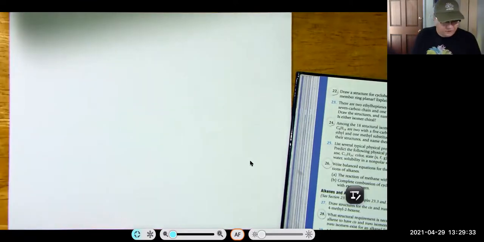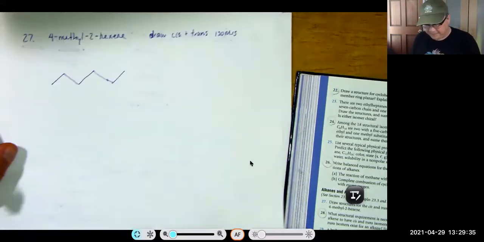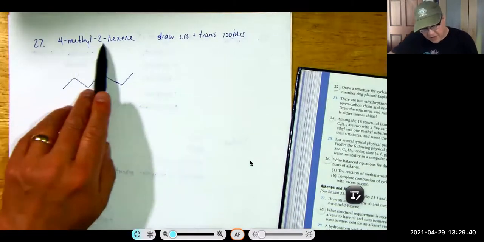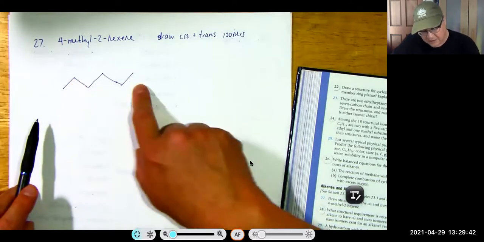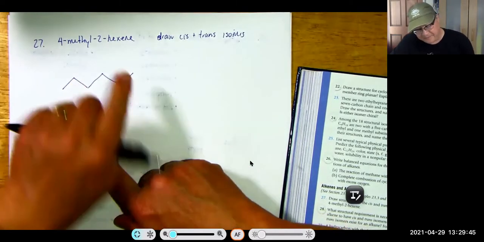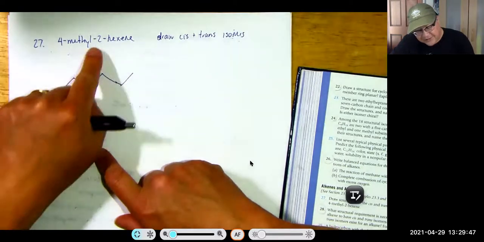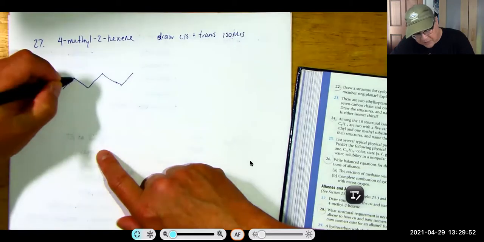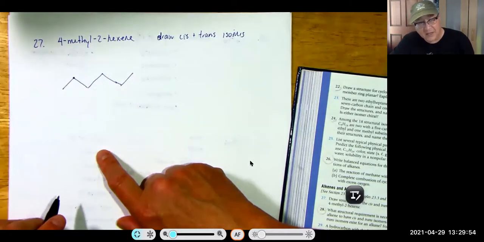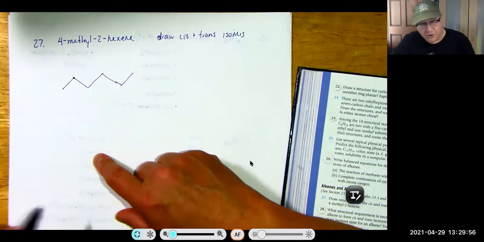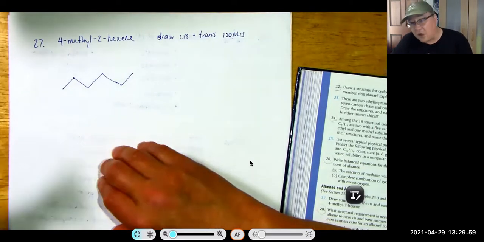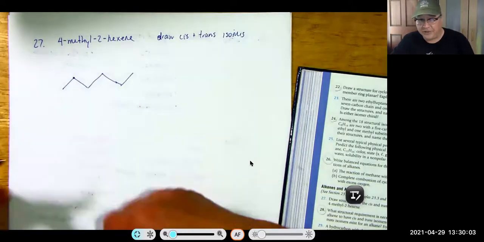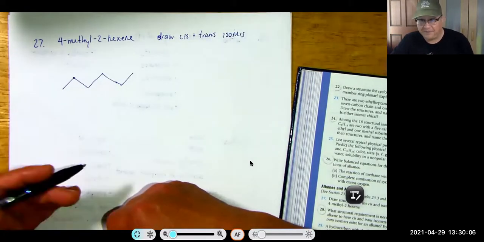Okay, so for number 27, we're looking at drawing the cis and trans isomers of 4-methyl-2-hexene. I do a zigzag line drawing for the parent. You can see this as 2-hexene, which means that the double bond is going to start at carbon 2, which is right here where I'm going to draw that little dot. And it always goes from carbon 2 to the next largest number, not 2 to 1. So when they say 2-hexene, it goes from 2 to 3. 3-hexene goes 3 to 4.